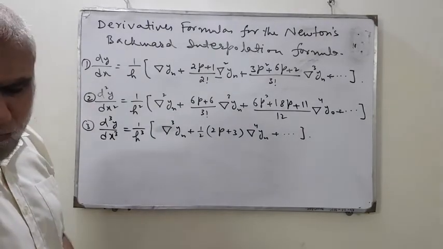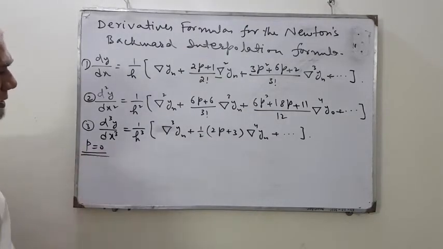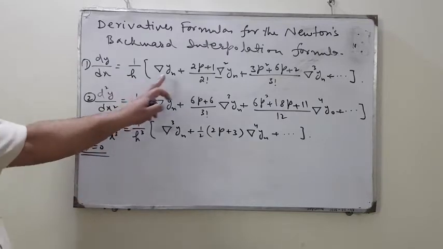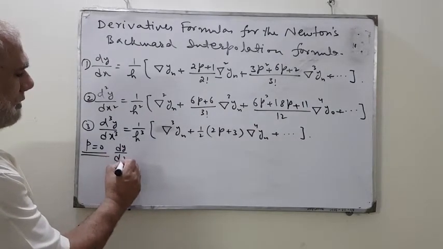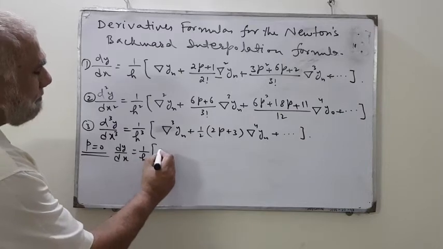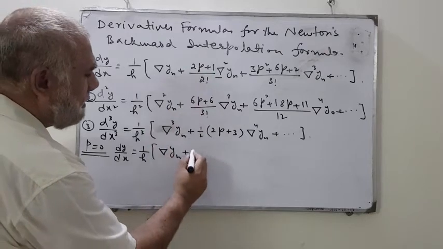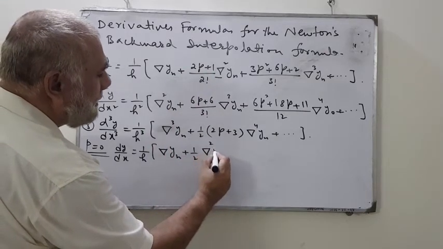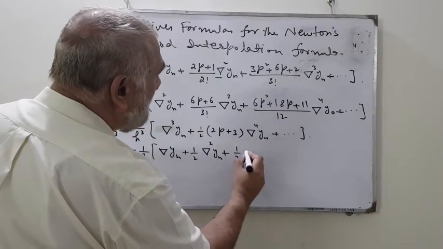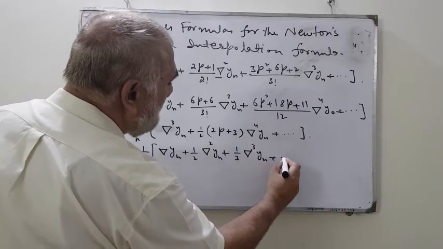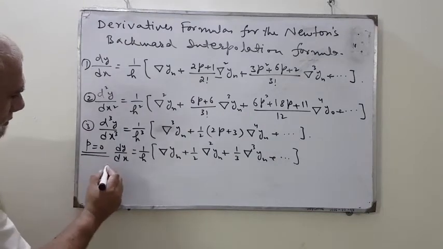And similarly, we can also write down 3 more formulas for the case when p is 0. So on putting p equal to 0, all the terms with p will become 0. So the first, dy over dx, will take the form 1 over h times nabla yn plus 1 over 2 factorial into nabla square yn, and then this gives you 2 over 6, so 1 by 3 nabla 3yn, and so on. So this becomes your first formula for the case when p is equal to 0.